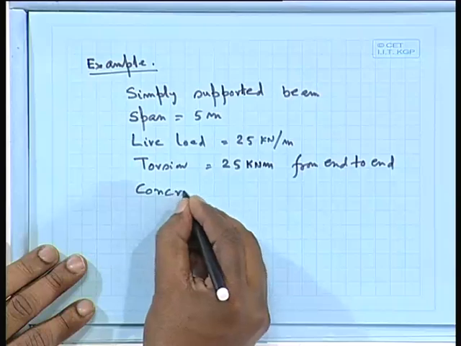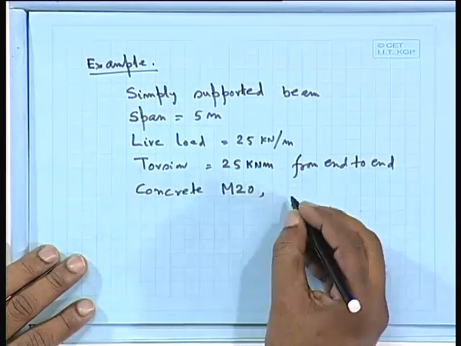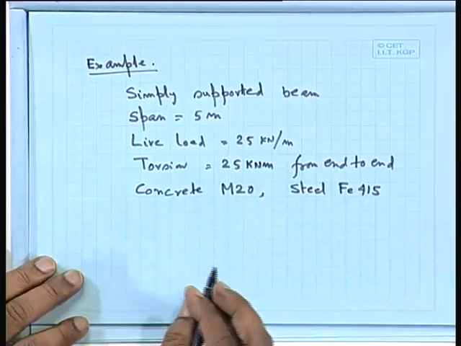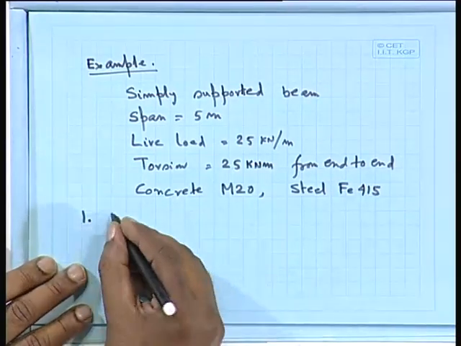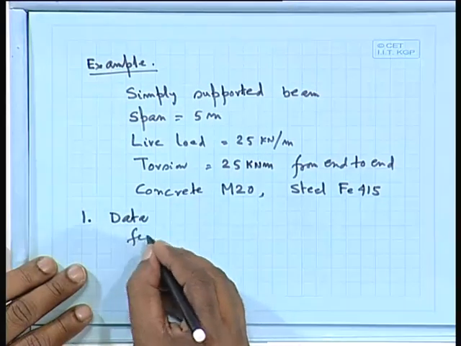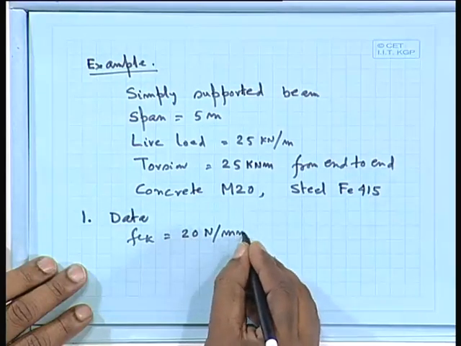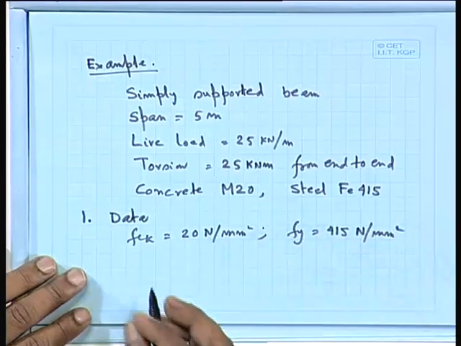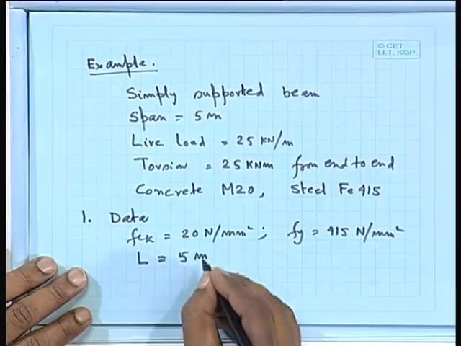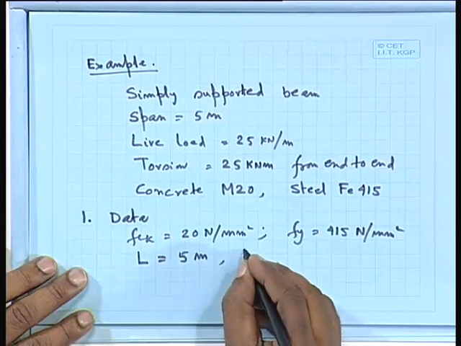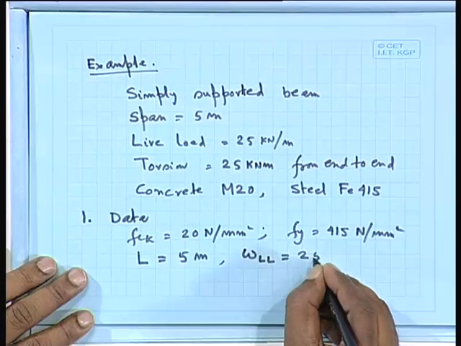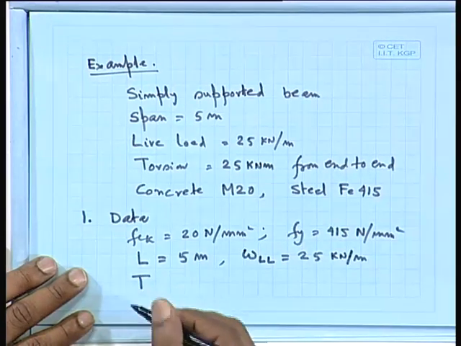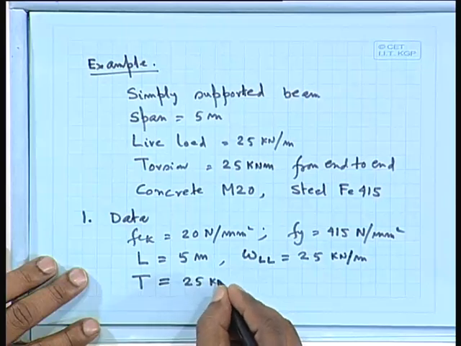Concrete M20, steel Fe415. So, data given: fck 20 Newton per square millimeter, fy 415 Newton per square millimeter, L effective span, say here we can take it as 5 meter, live load or WLL 25 kilonewton per meter, T unfactored, not the design one, T given as 25 kilonewton meter.